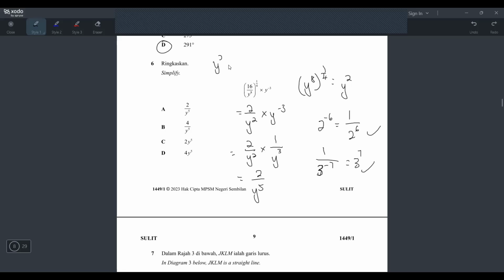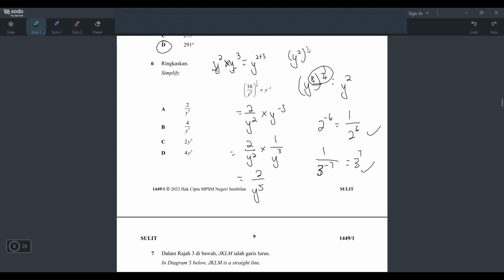Because when we have two numbers with the same base and we want to times them, the power we have to plus. So y power 2 times y power 3 is actually y power 2 plus 3, not 2 times 3. If the power is side by side, only then do we times. But if it's two numbers with the same base, the power we have to plus, right?